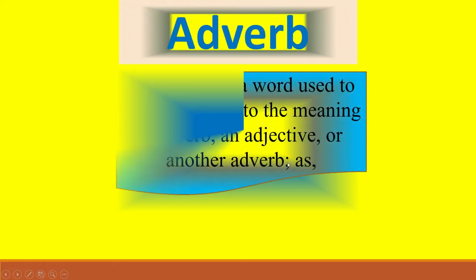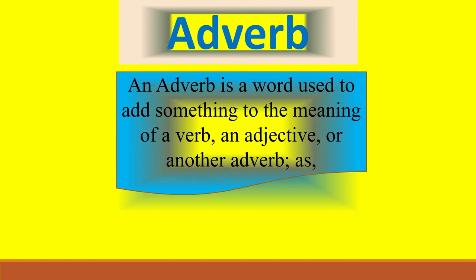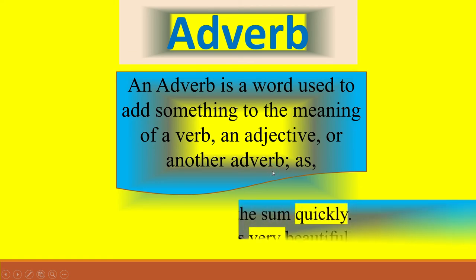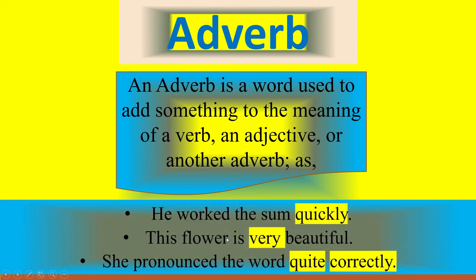Adverb. What is an adverb? An adverb is a word used to add something to the meaning of a verb, an adjective, or another adverb. So here, adverb describes a verb, describes an adjective, describes another adverb. So look at the example here. He worked the sum quickly. How did he work? Quickly. So quickly is a word which describes working.